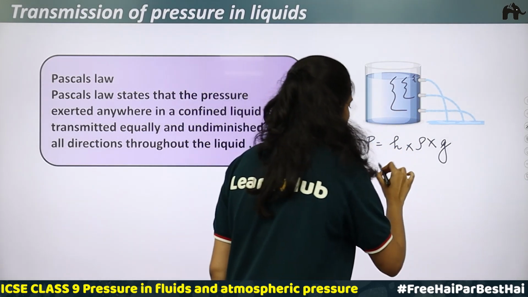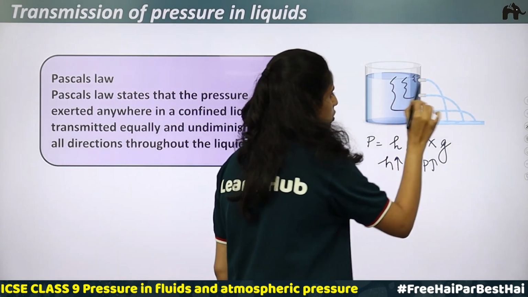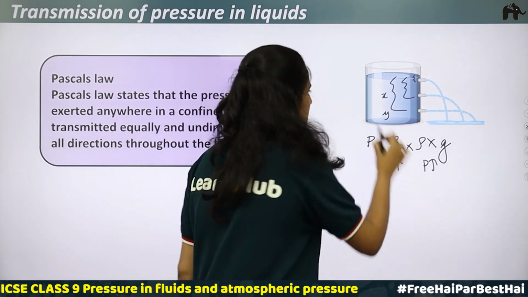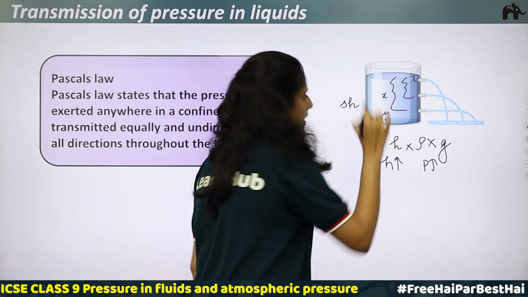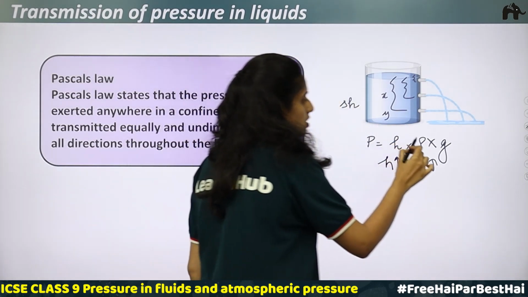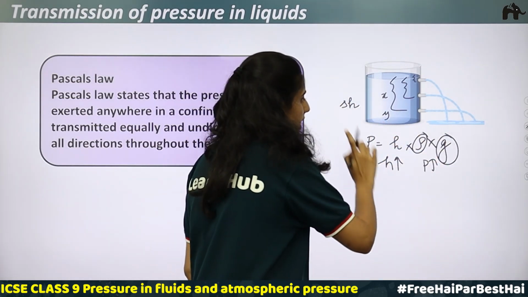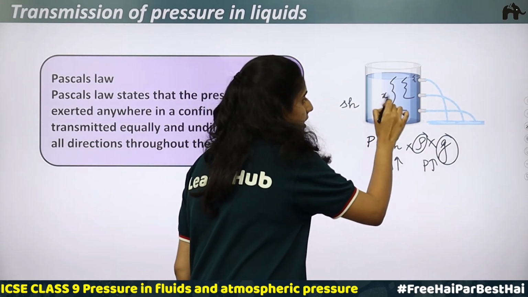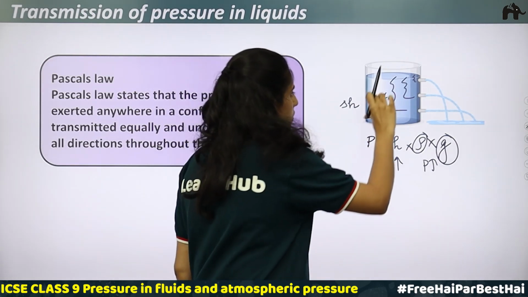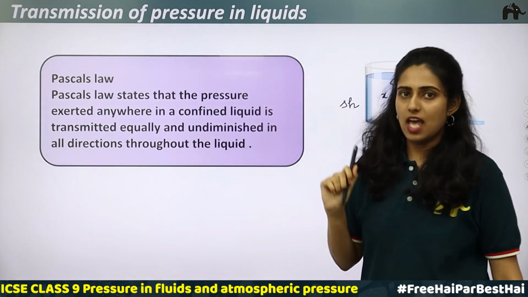When depth increases, what happens? Pressure also increases. So, here if you are considering two points, this is point X and this is point Y. There is a difference in depth which we can call delta H, which means there will be a difference in pressure. Here you can see that there is no change in density nor the acceleration due to gravity. So, pressure completely depends now on the depth. Due to this difference of depth, the transmission of pressure is happening.